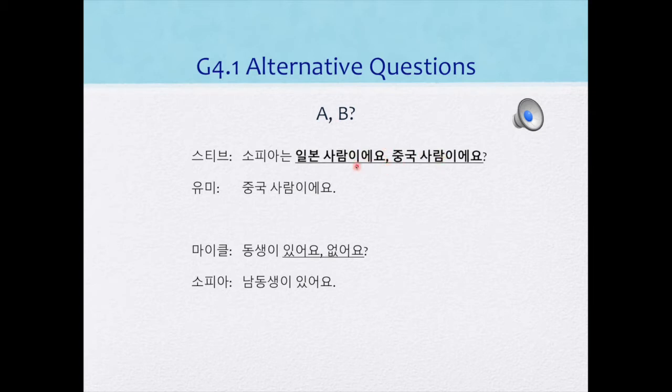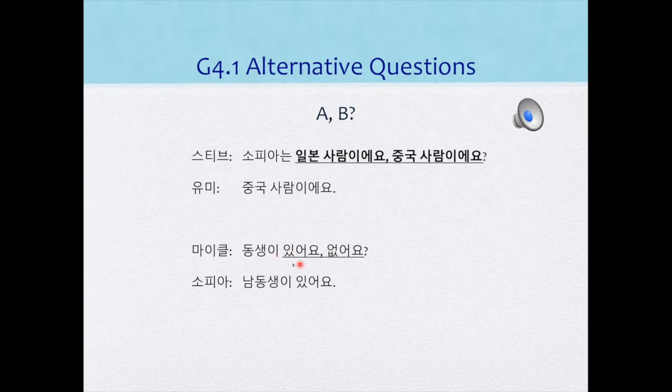One thing to pay attention to is because this is not the end of the sentence, you use a rising intonation. 일본 사람이에요? 중국 사람이에요? You can do both rising, or you can do 일본 사람이에요? 중국 사람이에요? I think it makes sense to do both rising because they're both questions. The answer is you pick one. 중국 사람이에요.